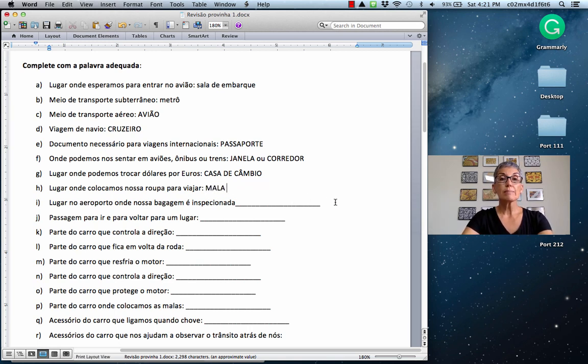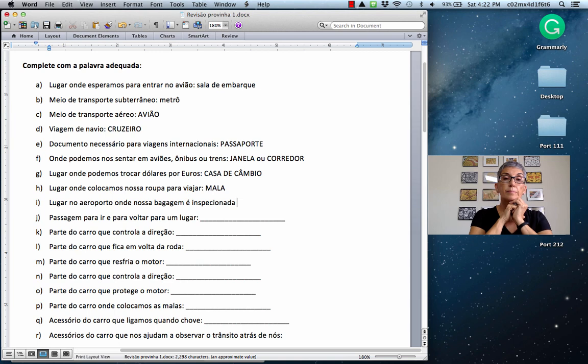Lugar no aeroporto onde nossa bagagem é inspecionada. So, remember that some of you were confused about the security and customs. Okay, so security, everybody who is going to get on the plane has to go through security. Now, when they inspect our luggage is when you're coming back from a foreign country. So before you enter a country, you have to have your suitcases inspected at customs, okay?